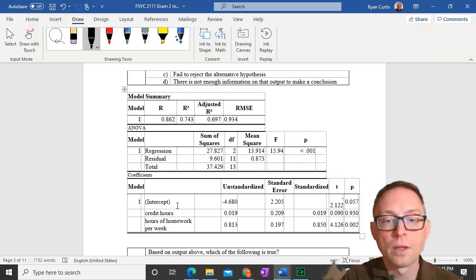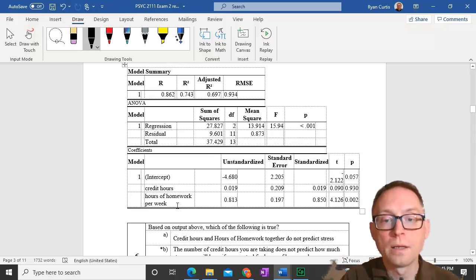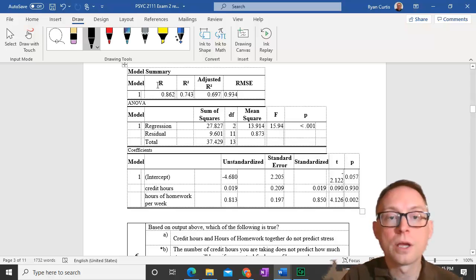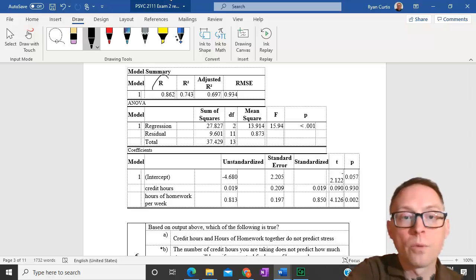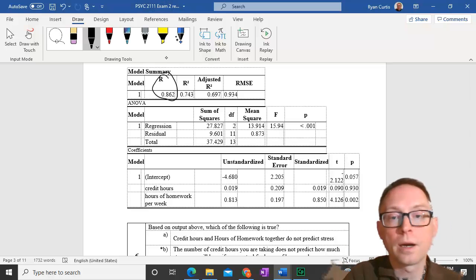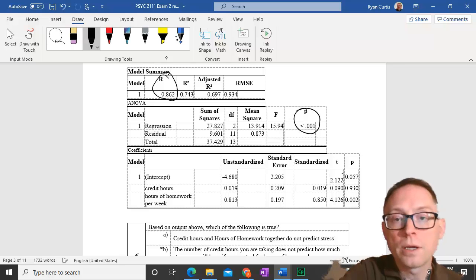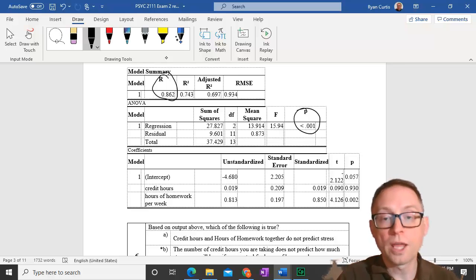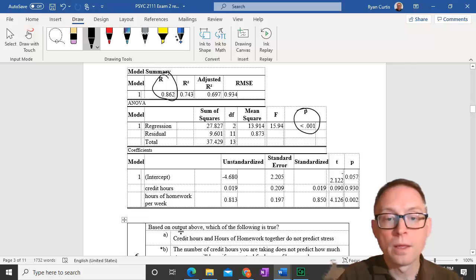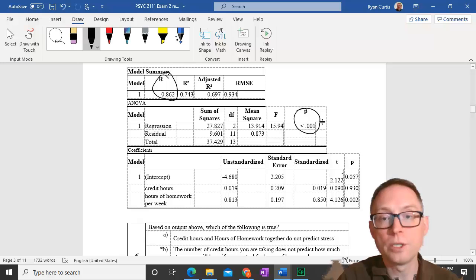So the combined effect is capital R. The combined effect of both credit hours and hours of homework per week on stress is this one right there. The p-value is here, and that's less than 0.01. So that's saying that those both together do predict how much stress people have. So A is not true because it says credit hours and hours of homework together do not predict stress. Well, they do predict stress.